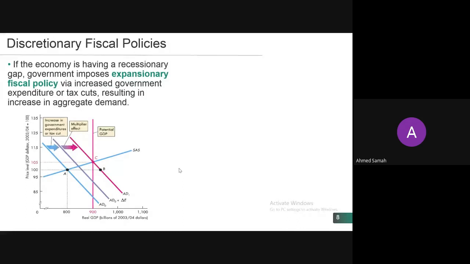Then among discretionary fiscal policies, one is expansionary fiscal policy. When the economy is having a recessionary gap, the government imposes expansionary fiscal policy via increased expenditure or tax cuts, resulting in increasing aggregate demand. For example, with a recessionary gap, the central bank imposes expansionary monetary policy, while the government imposes expansionary fiscal policy through increasing their expenditure or reducing their taxes. Because of that there will be an increase in aggregate demand.